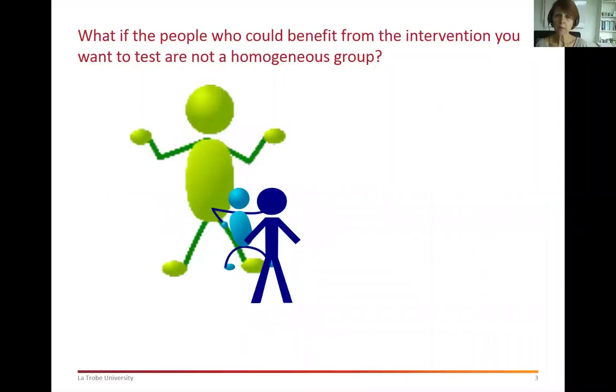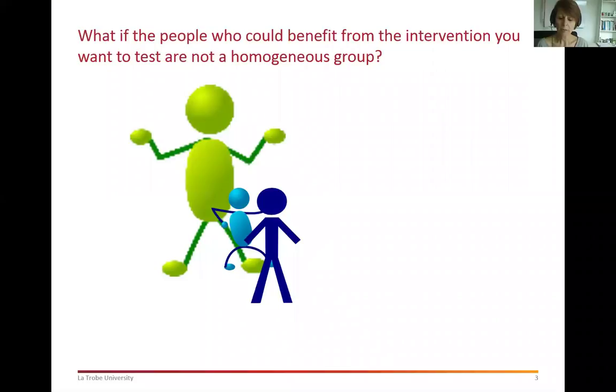But what if the people who could benefit from the intervention you're wanting to test are not a homogeneous group? What if they're all incredibly different to each other? And in many of our populations that we work with, it can often be really difficult to get large samples of individuals who share characteristics.